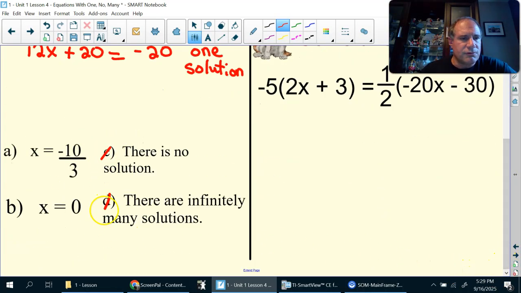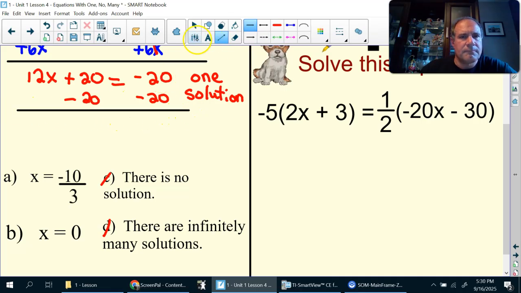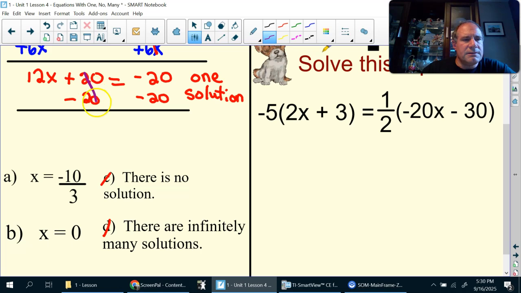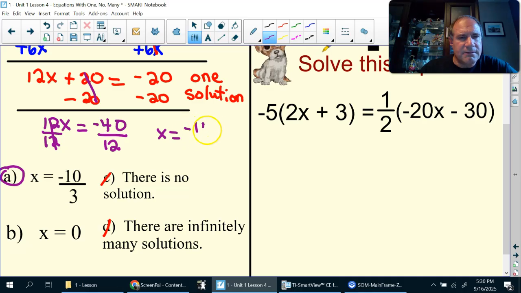We could cross out this. We could cross out this. So we're just going to go up a little bit, and we're going to minus 20 on both sides. This cancels. You have 12x equals negative 40. You divide by 12 on both sides. And it is not 0. So x equals negative 10 over 3.